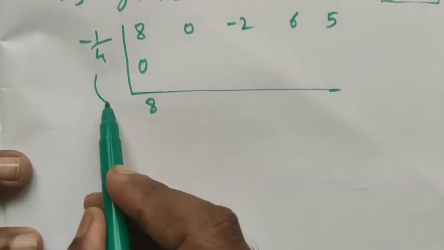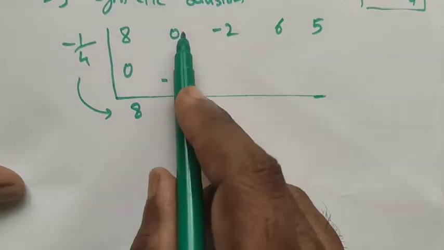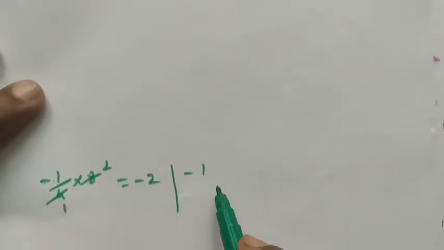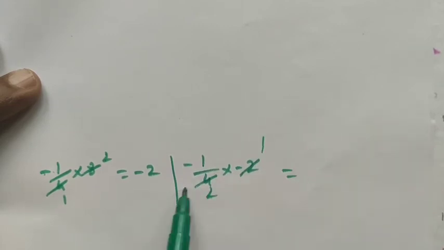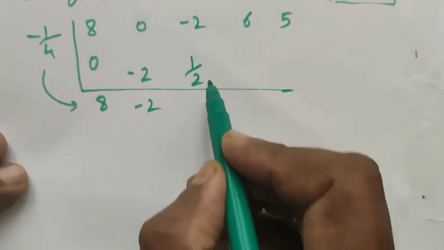Now multiply this term with 8. Here I am doing the multiplication. Minus 1 by 4 into 8: 4 ones are 4, 4 twos are 8, so 2. This term minus into plus is minus, so we have to write minus 2. Sum of this term is equal to minus 2. Now we have to multiply this term, that is minus 1 by 4 into minus 2. 2 ones are 2, 4 twos are 8, so 2 is in the denominator, minus into minus plus 1. So here we want to write the value 1 by 2.